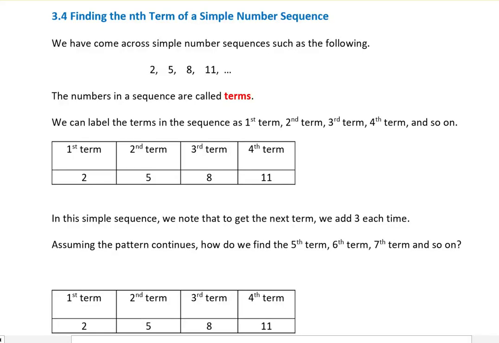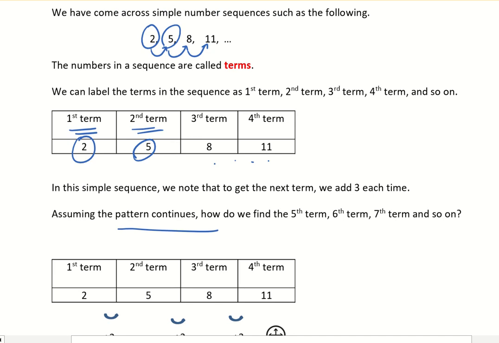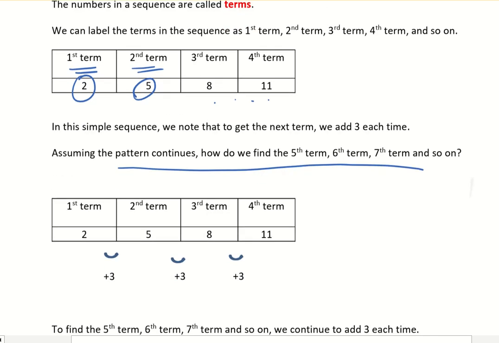So in primary school, we have seen number patterns, for example, 2, 5, 8, 11. You know that we will need to add 3 to get to the next term. So we need to know some of the names also. For example, this over here, we call it the first term. The first term has a value of 2. The second term has a value of 5, and so on and so forth. So it is very easy for us to find the next term and the next term because we just keep adding 3 only. So assuming the pattern continues, how do we find the 5th, 6th, and 7th?